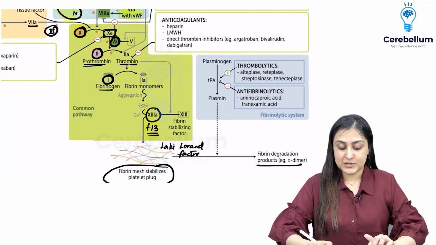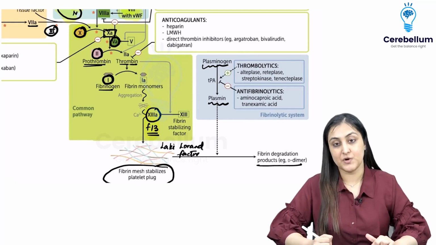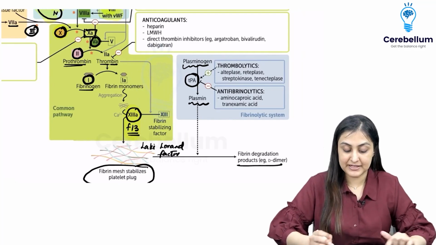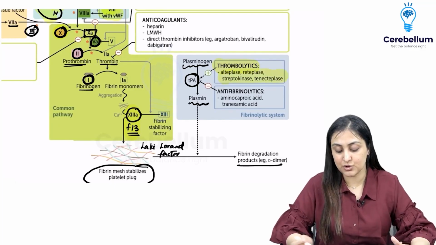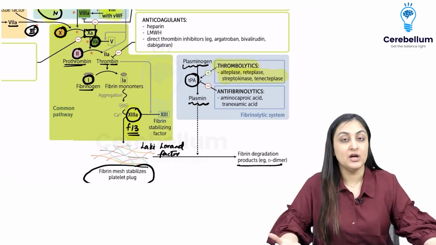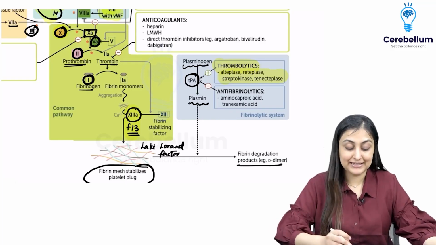If I want to degrade this, we would need plasminogen which would activate plasmin, which further causes lysis. So this is tissue plasminogen activator. If anything is promoting it, that's thrombolytic, breaking the thrombus. So you know these thrombolytic drugs or fibrinolytic drugs. This is what we use in MI, in stroke. So alteplase, reteplase, streptokinase or tenecteplase.